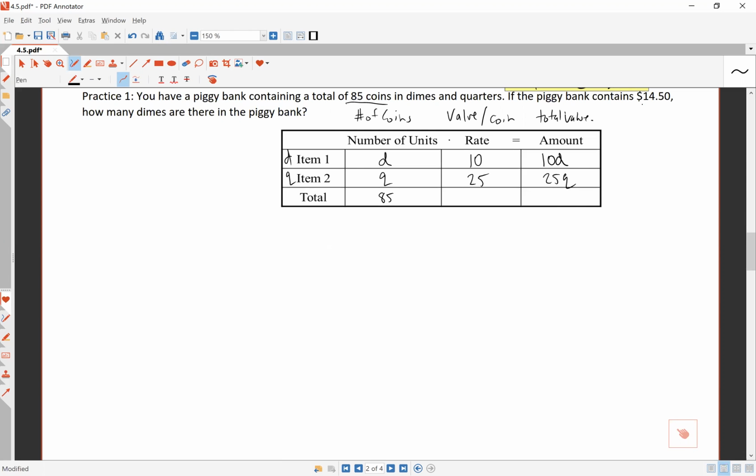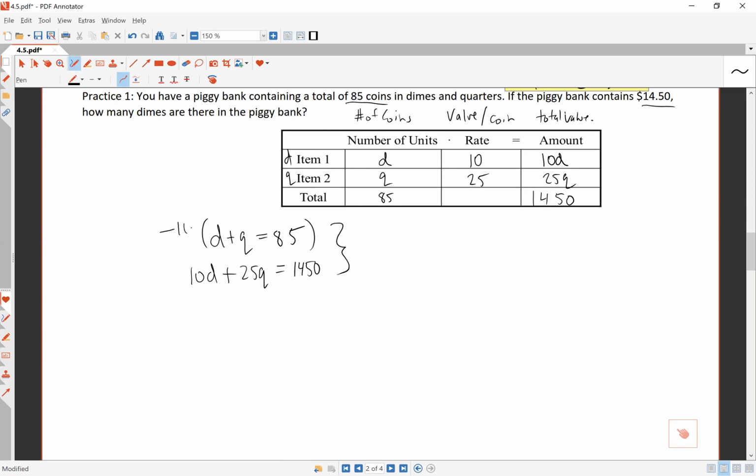And the total amount in the piggy bank was 1,450 cents. The number of dimes plus the number of quarters is equal to 85. The value for all the dimes, 10D, plus the value for all the quarters, 25Q, is 1450. Solve this one by elimination.